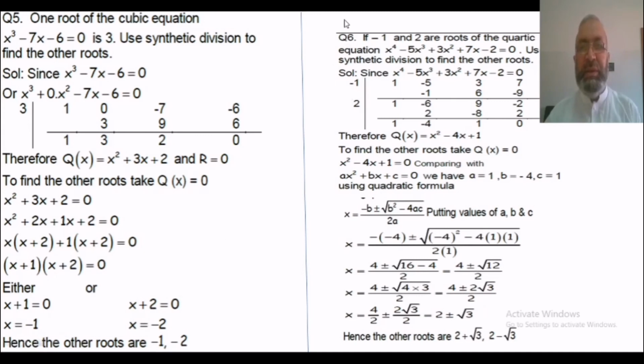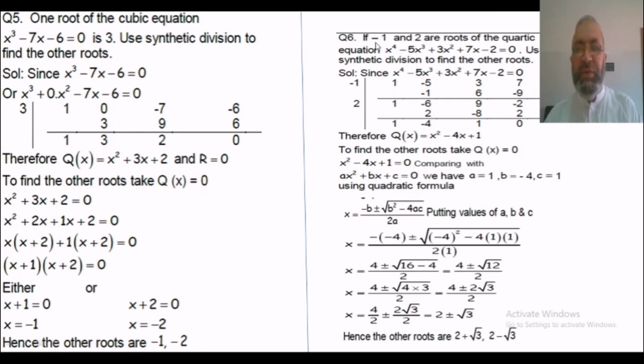Now the last question, 6. The same method: if minus 1 and 2 are roots of the quartic equation, an equation of degree 4, use synthetic division to find the other roots. So first step, roots are given, minus 1 and 2 are the roots. We will divide by minus 1 and 2. Write down the equation. It is already in standard form and there is no missing term. So write down the coefficients of x4: 1, minus 5, 3, 7 and minus 2.